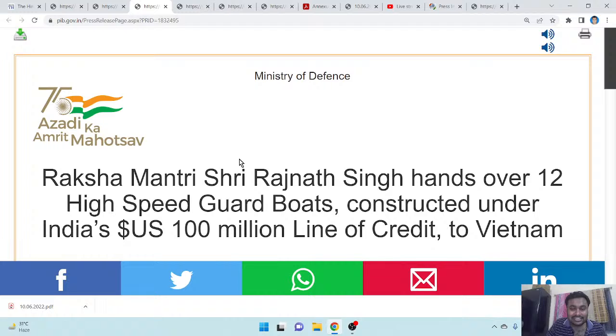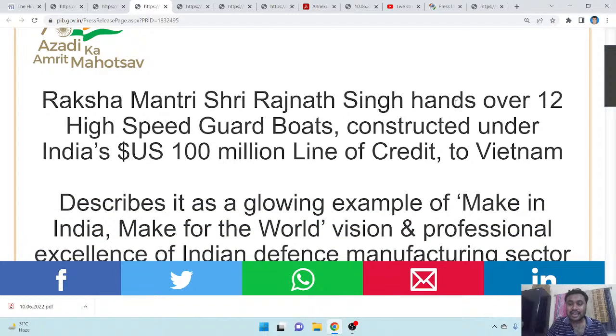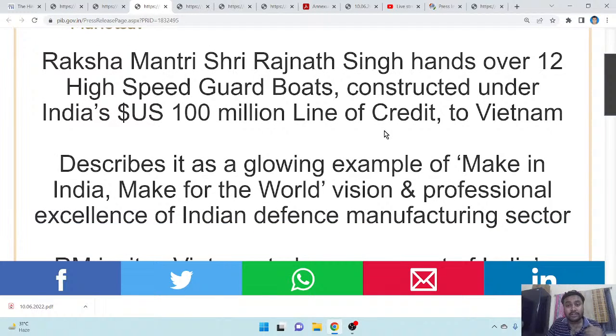And currently, this is the current news, that Raksha Mantri Shri Rajnath Singh handed over 12 high-speed guard boats constructed under India's US 100 million line of credit to Vietnam. So in total India will provide them a 500 million line of credit, but currently India is providing 100 million so that Vietnam can purchase 12 high-speed guard boats from India. And which company will construct these guard boats? That is L&T. Some number of guard boats they will produce in India, and some number of guard boats L&T will produce in Vietnam. Okay, so this is the deal between India and Vietnam.